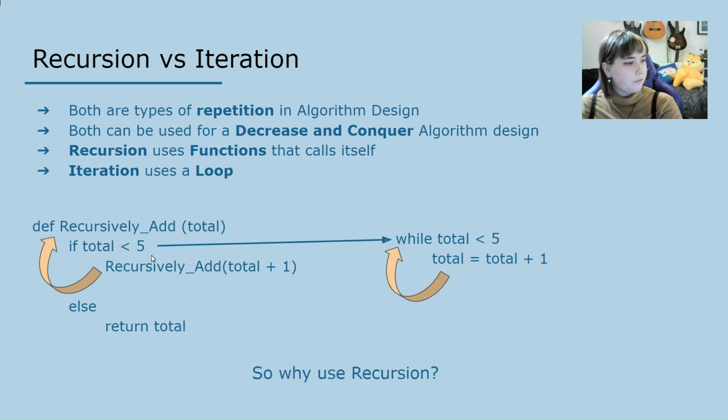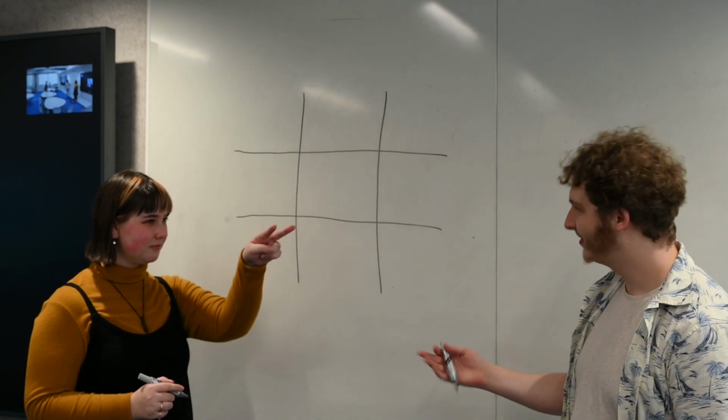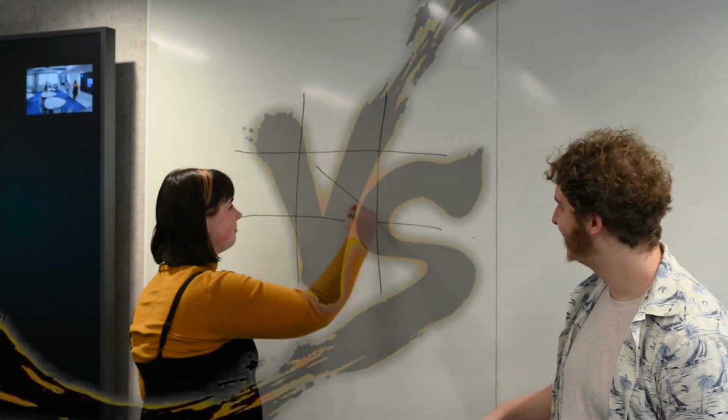Same thing. So why use recursion? In this example, it looks a bit more clunky. Well, we'll learn that it has some things that iteration can't do as easily, and it can decrease complication in that aspect. So, Matt and I have been playing tic-tac-toe.